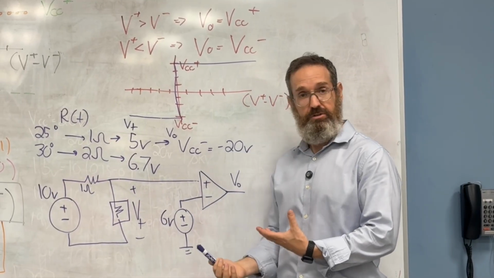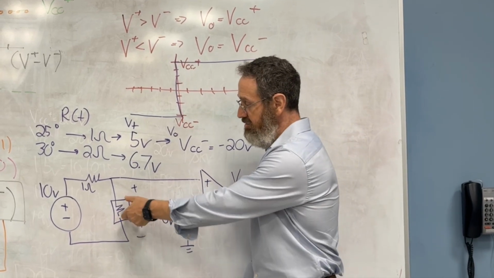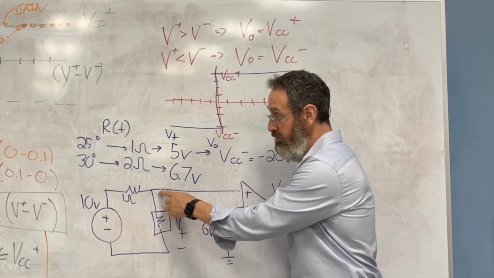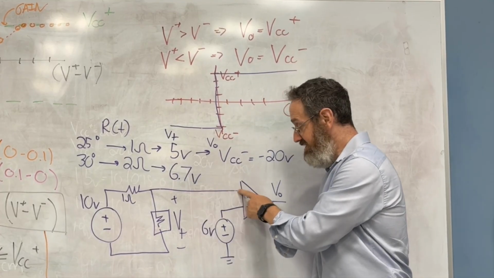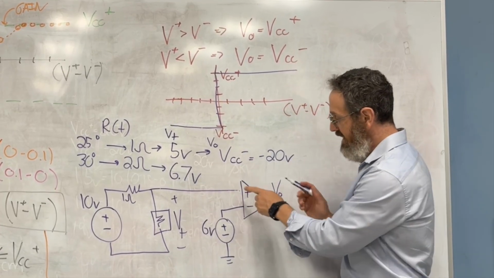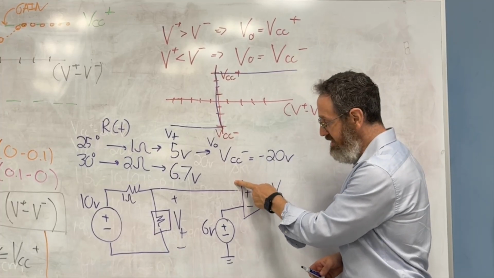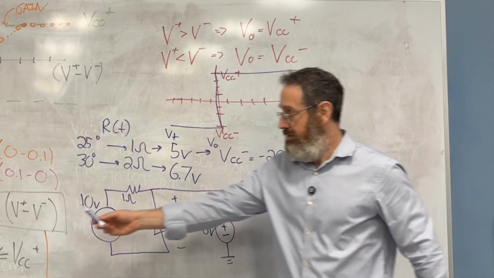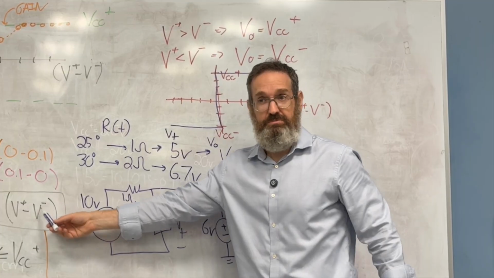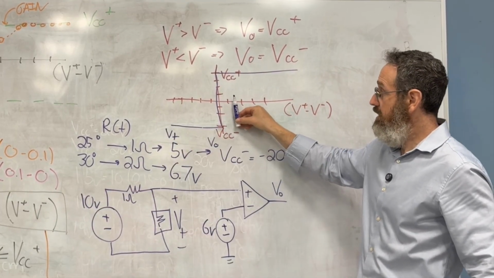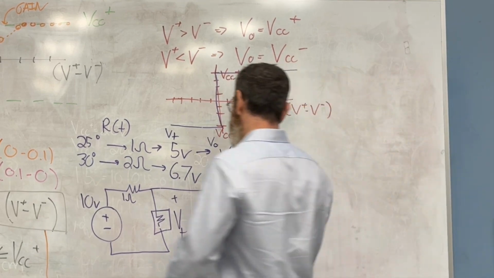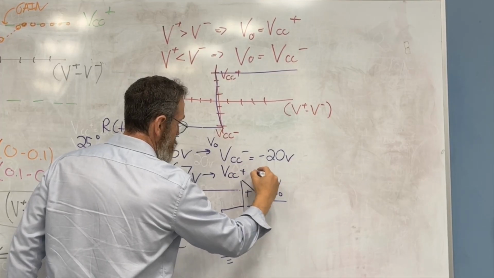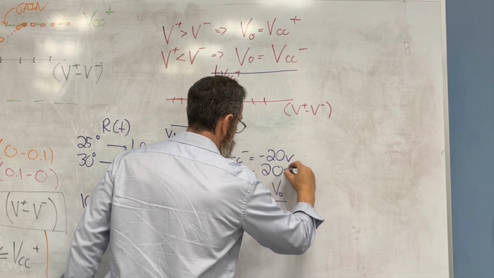The room warms up to 30 degrees. If the room warms up to 30 degrees, this resistor will go from 1 ohm to 2 ohms. And because it went to 2 ohms, this voltage here is now at 6.7 volts. So we have 6.7 volts here. 6.7 is greater than 6. 6.7 minus 6 is 0.7. So we are here. And in this case, V out is at, I know it's crowded here, but it's at VCC plus, which is equal to 20 volts.